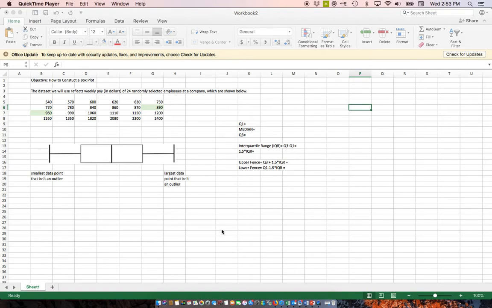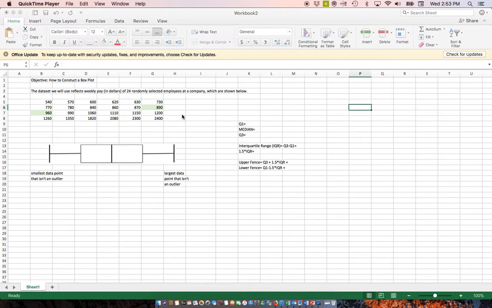In this video, our objective is to learn how to construct a box plot. The data set we will use reflects weekly pay of 24 randomly selected employees. And those 24 data points are reflected in 4 rows and 6 columns as depicted.